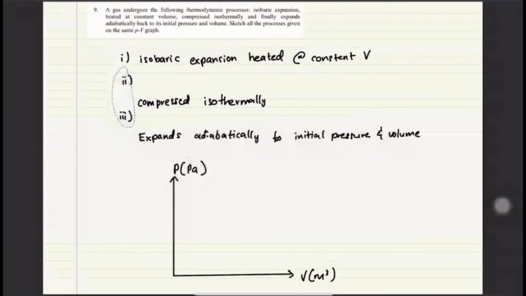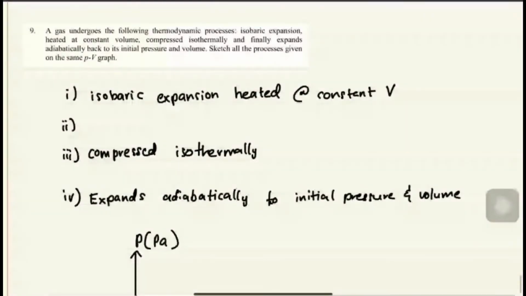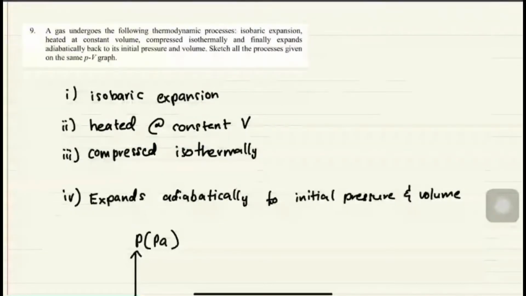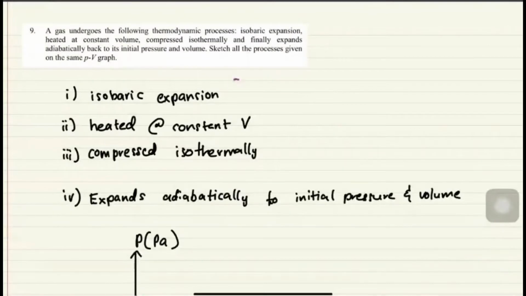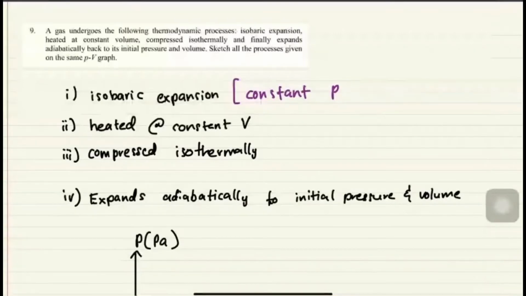Faham tak maksud saya? Maksudnya saya biasanya ada 4 proses. Dari common saya tak perasan. So the first one is isobaric expansion. Okay, and number 2 heated at a constant volume. Now it makes sense. Okay, isobaric is constant P. Saya sendiri selalu confused at a constant P.